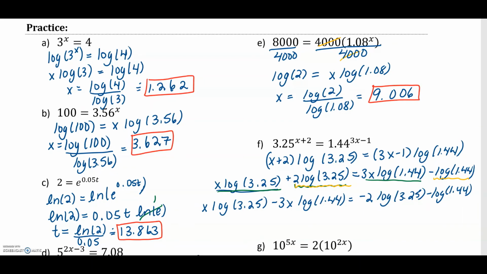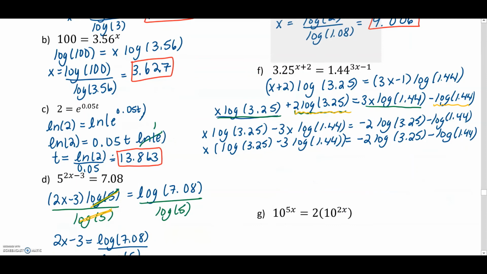Now, as we did with our factoring unit in Module 4, we can factor out x to the left-hand side, and we're left with log of 3.25 minus 3 times log of 1.44. And the other side of the equation remains the same. Now, this equation really does not look straightforward and doesn't look like something you would enjoy calculating. But if you proceed carefully and evaluate it slowly, you can simplify this all into one number.